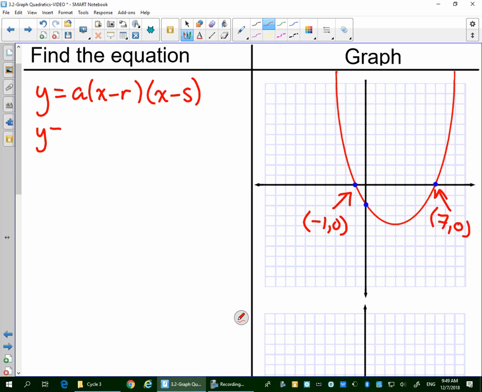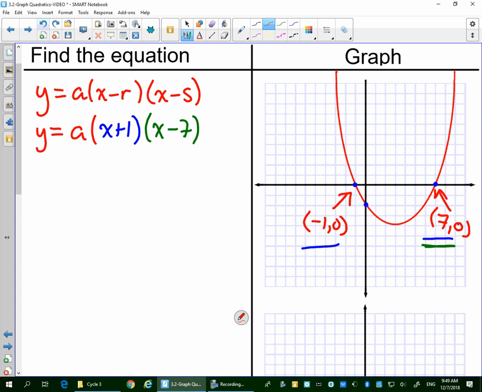From what we know, x minus r, so these values here and here, will be values that fill our brackets. The -1 tells me that I should have an x plus 1 in one of my brackets. Again, putting -1 in here takes the whole thing to 0. Similarly, this 7 over here means I must have an x minus 7 as one of my brackets as well.